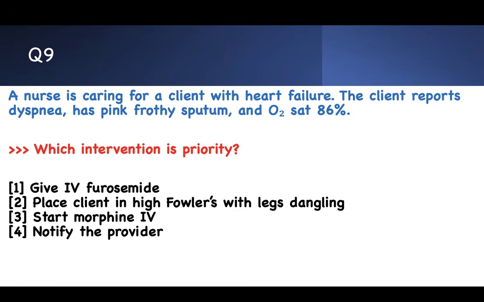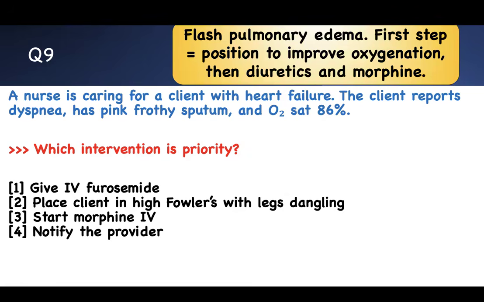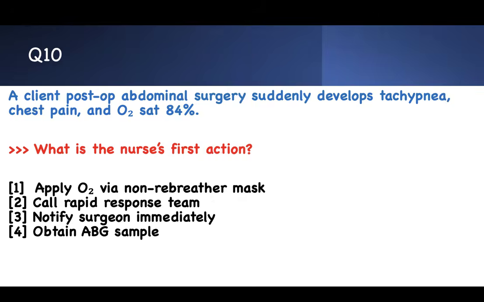This is the way you should think when it comes to physiological adaptation. Life and death situation. We have flash pulmonary edema. First thing you can do is positioning to improve oxygenation. Then you give them diuretic and morphine. But these are little things that make you get stuck between one or two answers. It's not your fault. It's the way you approach it.